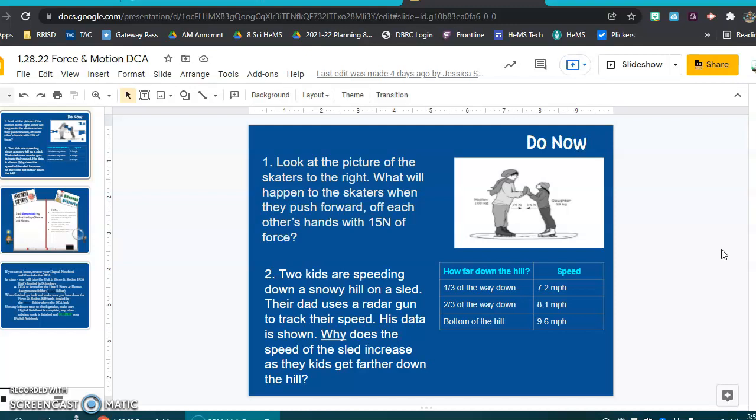So let's take a look at the do now. At the picture here on the right, what's going to happen when the skaters push off each other with a force of 15 newtons? Well, since it's a balanced force, most likely what's going to happen, and oh, I see a hand. What do you think? Oh yeah, that sounds great.